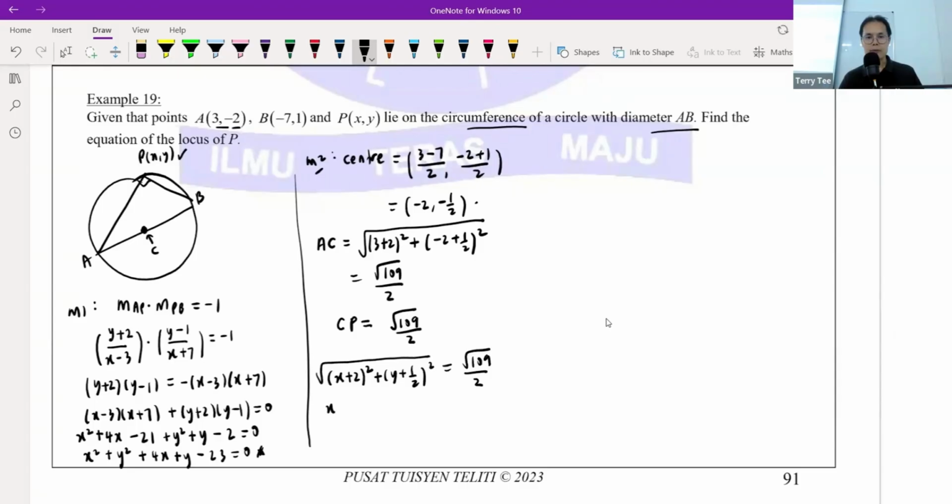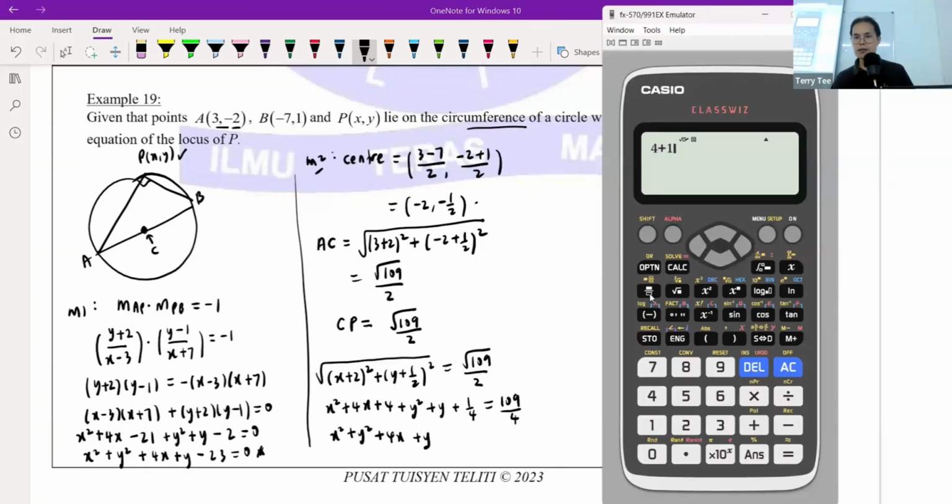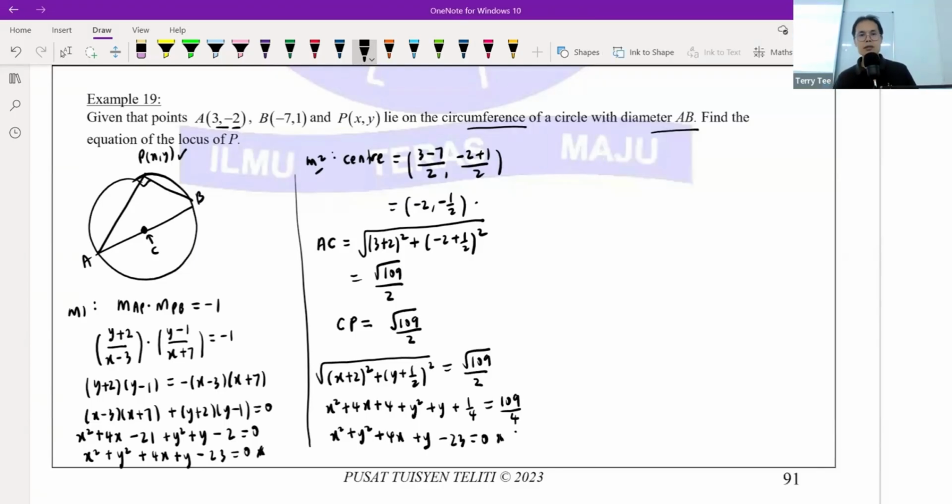So let's square both sides and expand this. x squared plus 4x plus 4, and y squared plus y plus 1 over 4. If you square the right side, it is 109 over 4. So just put them together: x squared plus y squared plus 4x plus y, then 4 plus 1 over 4 minus 109 over 4. That will give us negative 23. You notice the answer is exactly the same. So it doesn't matter whether you use method 1 or method 2, you get the same result.